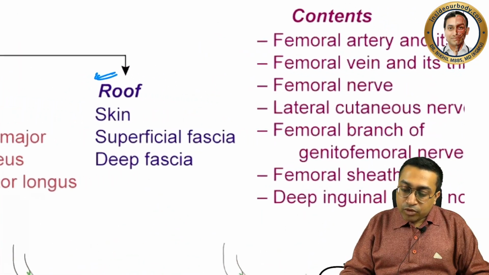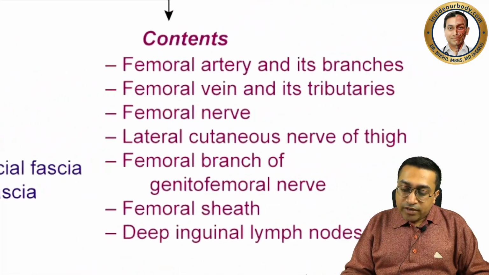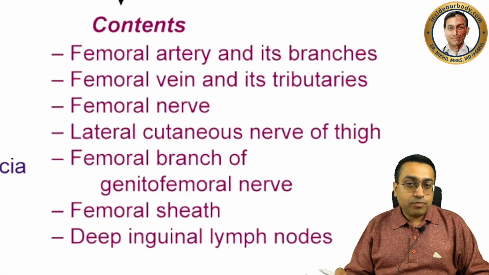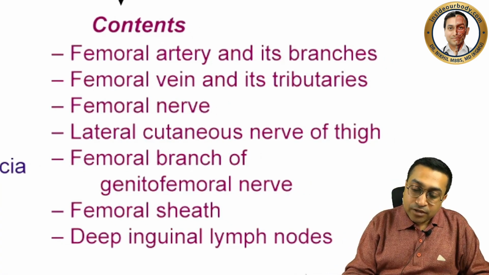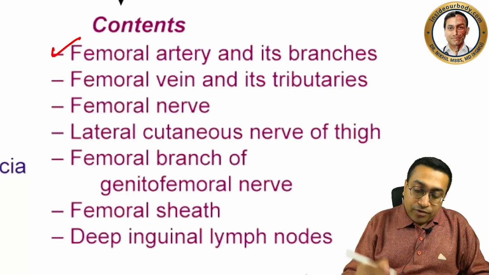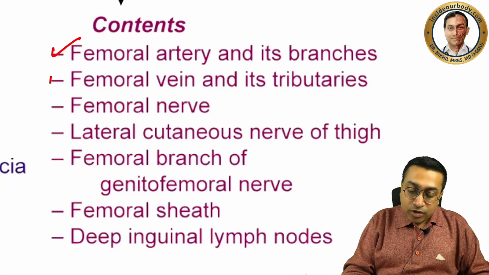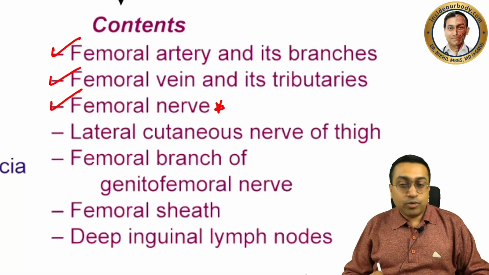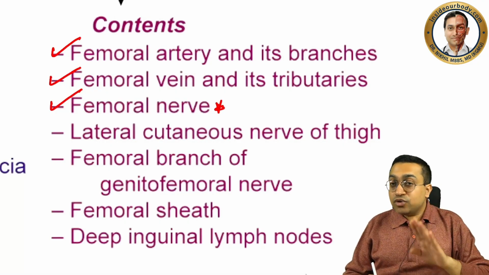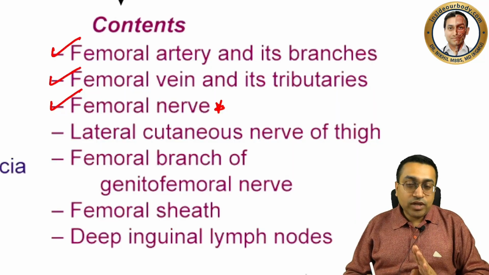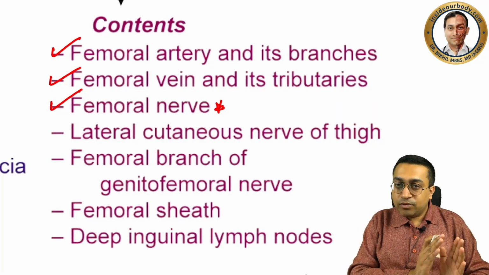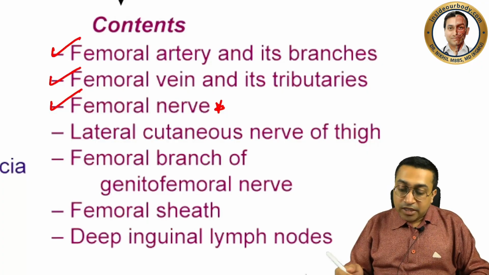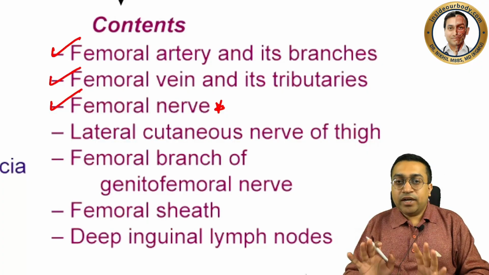Okay, then we come on to the contents. The contents are the same things you might be expecting: the femoral artery and its branches, the femoral vein and its tributaries, then the femoral nerve. Again, a catch point here to remember, I will come to it in a while. The femoral nerve is not a content of the femoral sheath, it is lying outside the femoral sheath, that is very important, but it is a content of the femoral triangle.